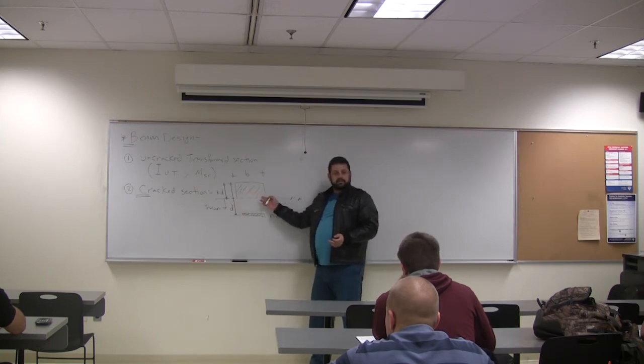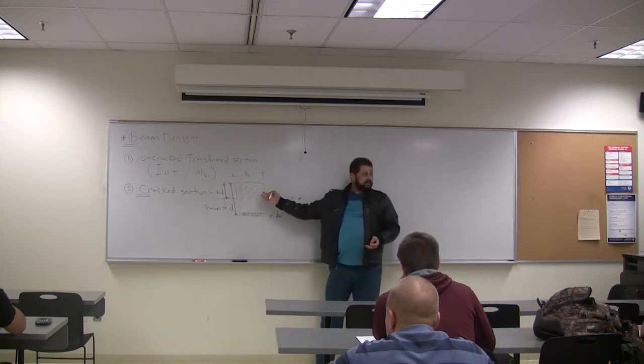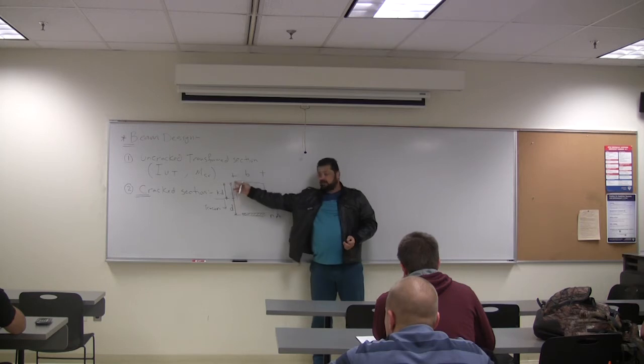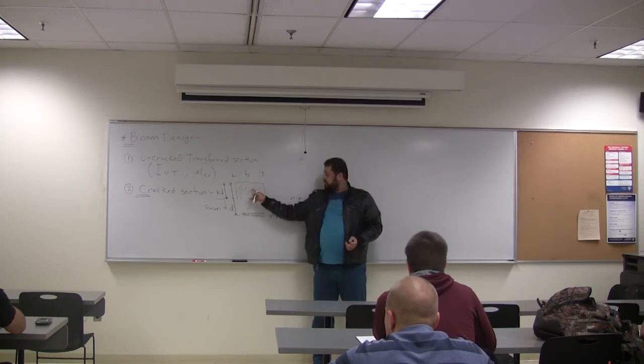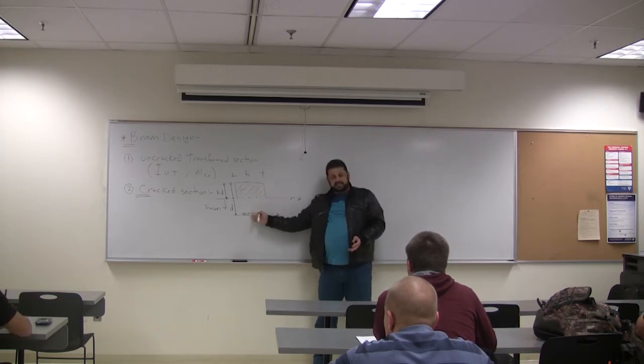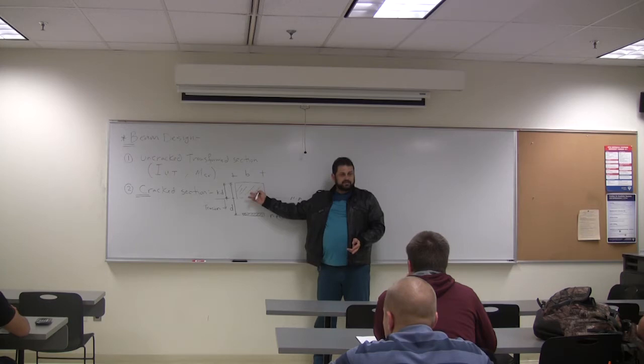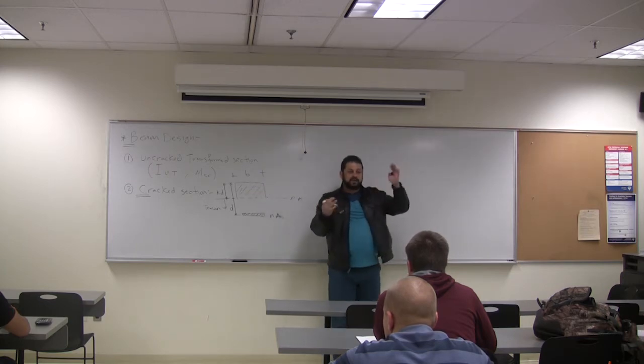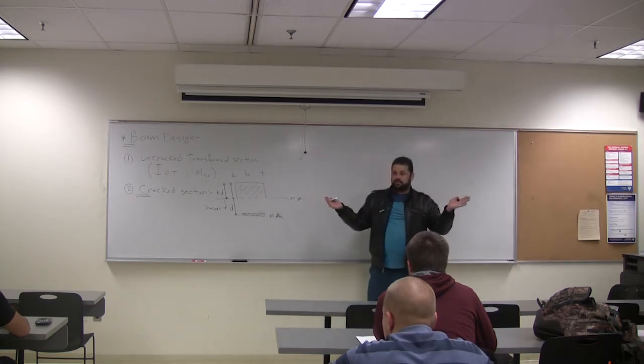B times KD, that's the area, right? B times KD, times the distance from the centroid of that area to the neutral axis, equals this area, which is in tension, times the distance from the centroid of this area to the neutral axis. The sum of the moments of the areas above and below the neutral axis are equal.